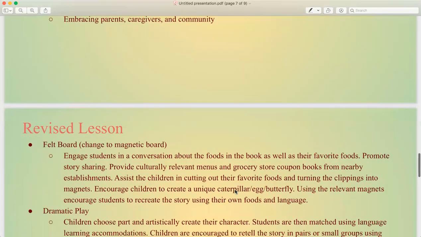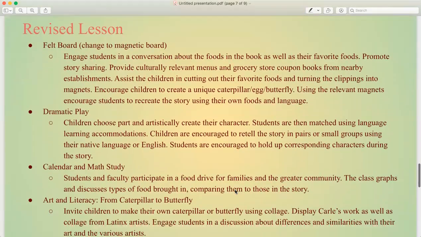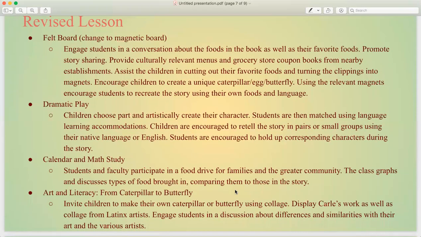So to revise my lesson, I changed felt board to magnet board because it made more sense. But instead of just providing this food in the story, which is very limiting to Eric Carle's view of the world, providing students with things from their own communities and lives, so menus and coupon books from establishments nearby, and then having conversations and sharing stories about what this food means to them.